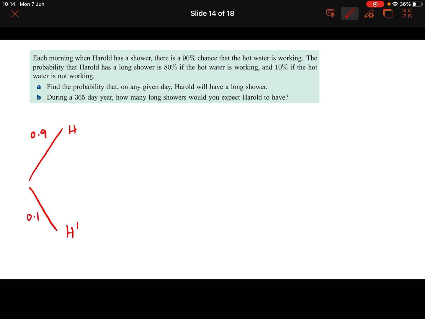Okay? The probability that Harold has a long shower is 80% if the hot water is working. So if the hot water is working, he'll have a long shower. If it's not working, he won't have a long shower. And there's a but he could also not have a long shower. There's an 80% chance if it is working, so that's 0.8. So this must be 0.2. Okay? If the hot water is not working, there's only a 10% chance we'll have a long shower, it's only 0.1. And the chances of not having a long shower are very high, 0.9.